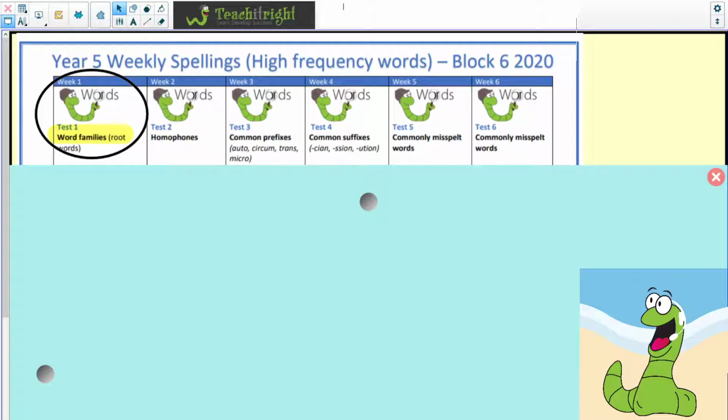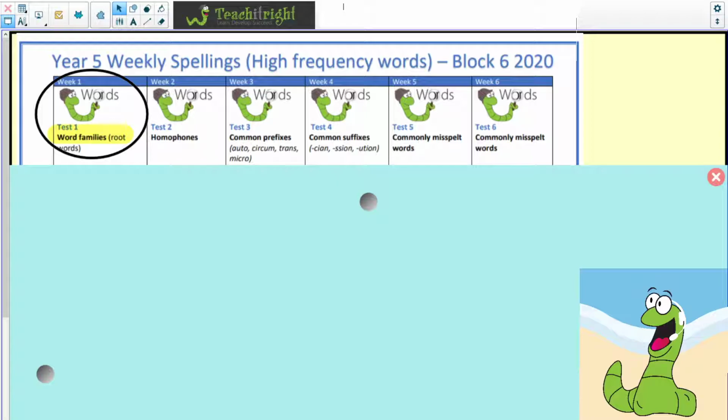Number 10, examine. Examine. Now, as you've probably noticed, there's now 12 words that we want you to concentrate on in this block. And the 11th word is examination. Examination. The 12th word is examiner. Examiner. So well done if you've managed to learn those words and you've spelt them correctly.